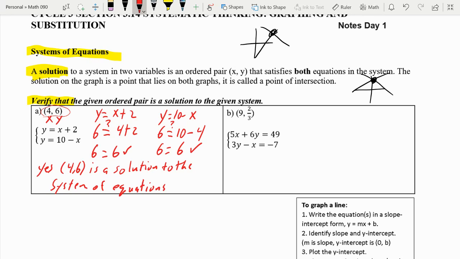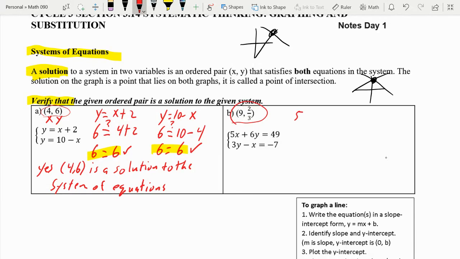Okay, so again, since (4, 6), when I plugged it in for both of those equations, gave me the same thing on both sides, I know it's a solution. If they don't equal, then it's not a solution. All right. So now let's come over here and let's try part B.